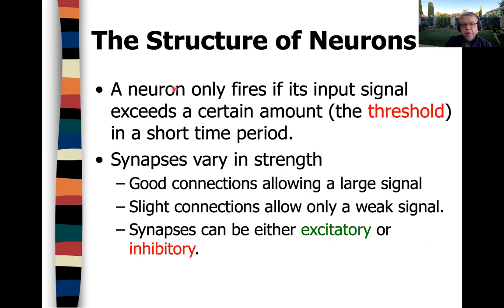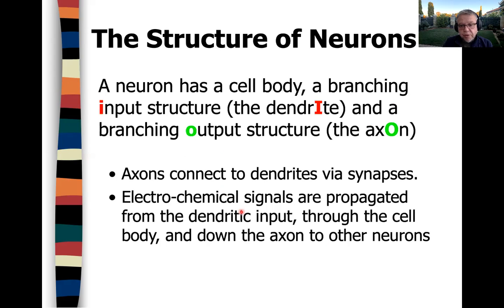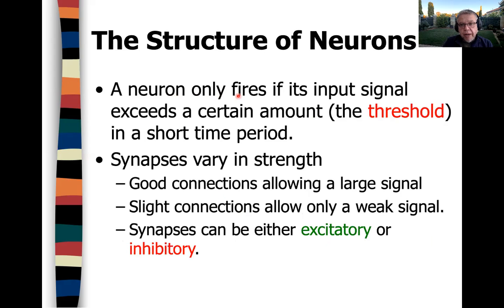And then when a neuron receives all these electrochemical signals, it only fires if its input signal exceeds a certain amount, a certain threshold, in a short time period. So you say that the neuron has fired or not fired, depending on that threshold. And synapses vary in strength. So you may have good connections allowing a large signal. You can have slight connections which allow a weak signal. And the synapses can be either excitatory or inhibitory.